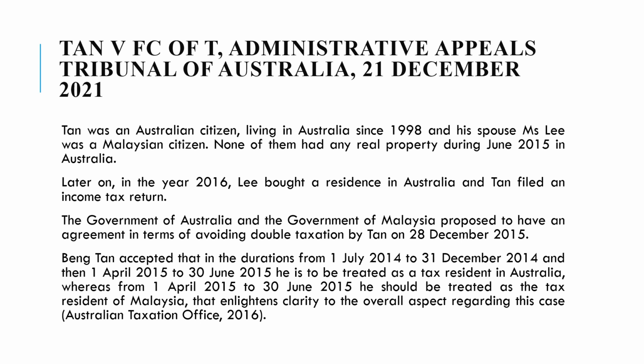TAN was an Australian citizen living in Australia since 1998, and his spouse, Miss Lee, was a Malaysian citizen. None of them had any real property during June 2015 in Australia. Later on in the year 2016, Lee became a resident in Australia and TAN filed an income tax return. The Government of Australia and Government of Malaysia proposed to have an agreement in terms of avoiding double taxation by TAN on 28 December 2015.